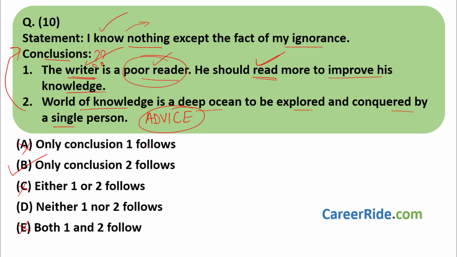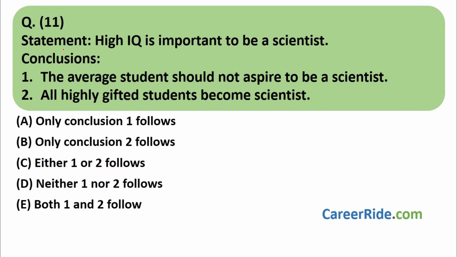Moving to question number 11. Statement: high IQ is important to be a scientist. Conclusions: the average student should not aspire to be a scientist. All highly gifted students become scientists. Now over here, what is the statement? Please understand, what have we learned? The statement always has to be taken as true. Everything revolves around the statement.